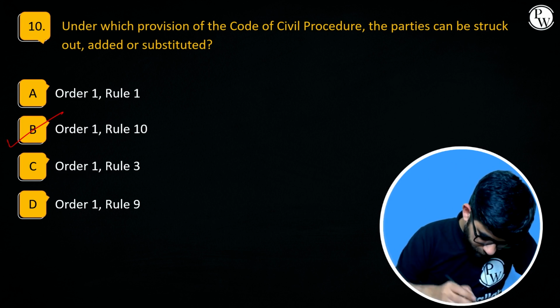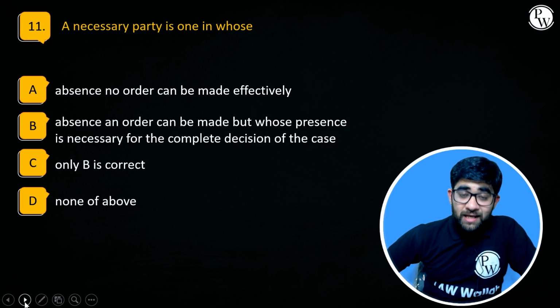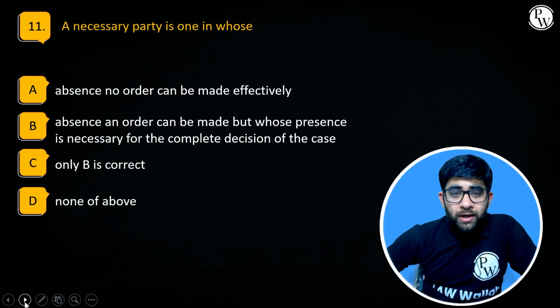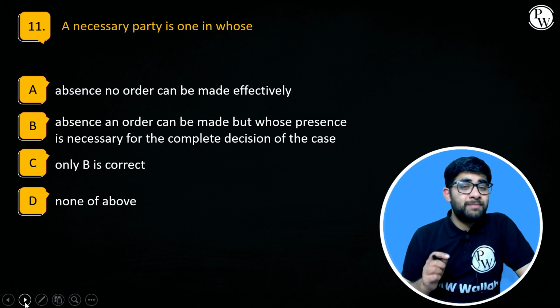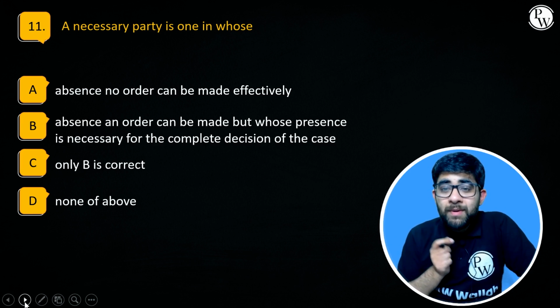Next, a necessary party is one in whose absence no order can be made effectively, or in whose absence an order can be made but whose presence is necessary for the complete decision of the case. Only B is correct. D, none of the above. The answer to this is: in whose absence no order can be made effectively.